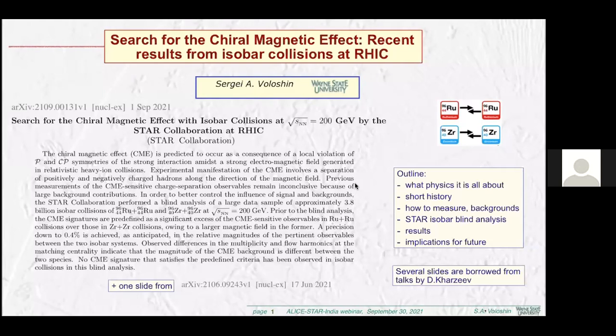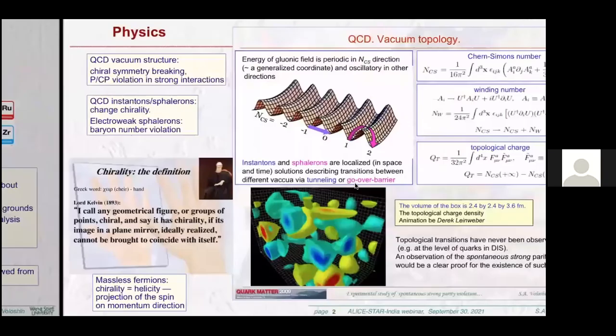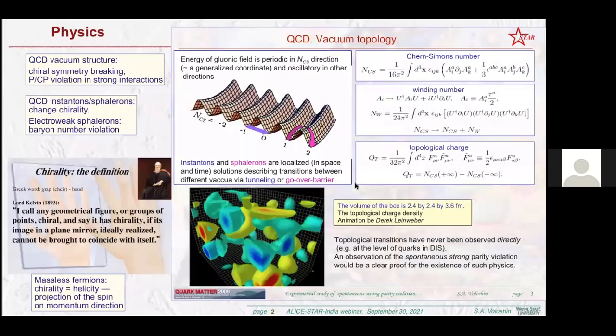And then I'll discuss this blind analysis, that it was a blind analysis for this isobar, and discuss the results. The physics we are looking for I try to formulate very briefly here. It's just the QCD vacuum structure and also how the hadrons are built. In more detail it's related to two questions: chiral symmetry breaking, and the possibility or absence of parity and CP violation in strong interactions. That's all it is about.